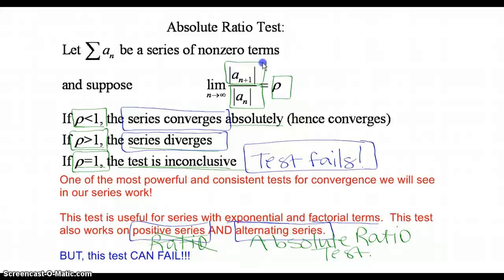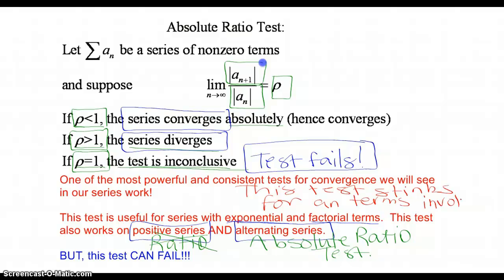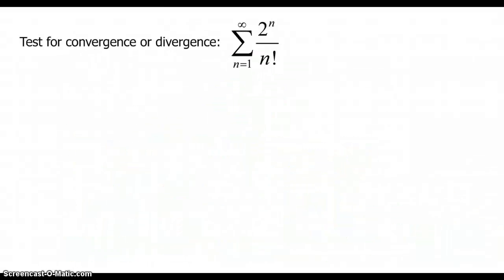Another little sidebar, this test stinks for nth terms involving only polynomial or power terms. It fails a lot in that case. But, you know, the limit comparison test is excellent for those kinds of series. So let's just get right to it.